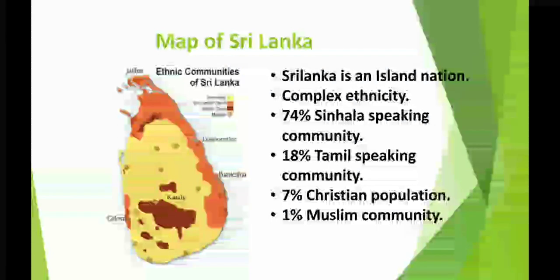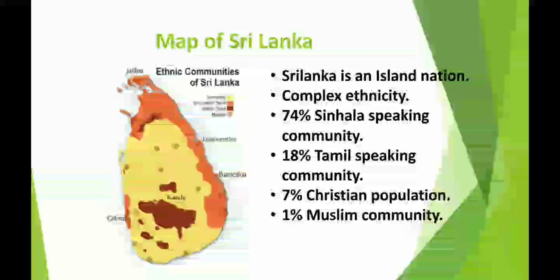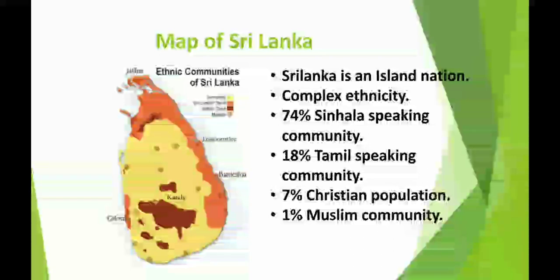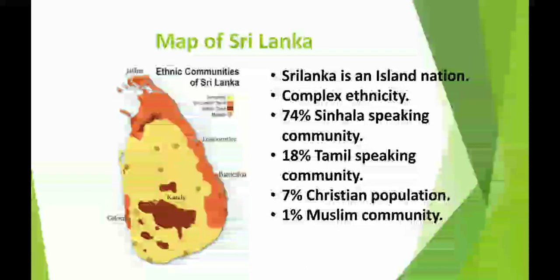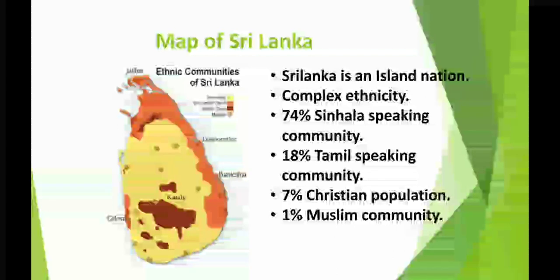Okay, now we all know that Sri Lanka is an island nation in the South Asia region which has a diverse population and various communities, which signifies its complex ethnicity. With a majority of 74%, there are the Sinhalese speaking community, whereas the Tamil speaking community comprises of about 18%, being a minority. Yes, it's very clear from the map and from the distribution of the speaking community that the Sinhalese were the majority and the Tamil speaking community were the minority.